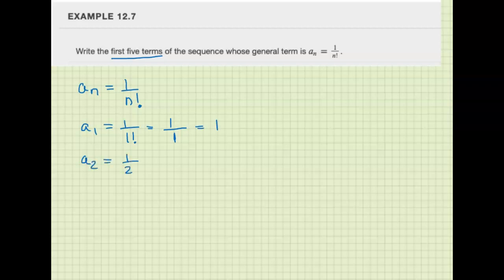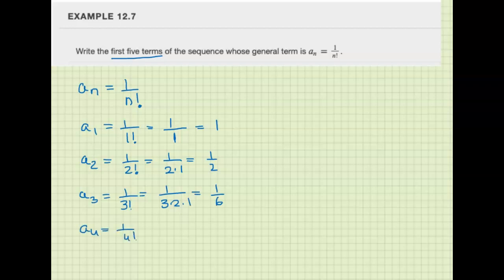a2 is 1 over 2 factorial. 2 factorial is 2 times 1, so this is 1 over 2. a3 is 1 over 3 factorial. 3 factorial is 3 times 2 times 1, so this is 1 over 6.